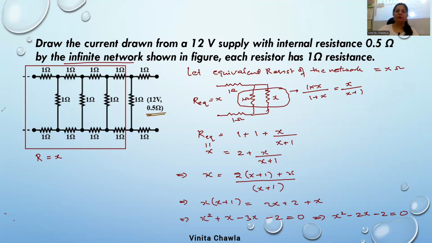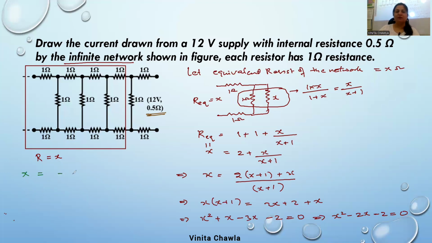Now we will solve this equation for x. We know how to solve the quadratic equation: x equals minus b plus minus under the root of b square minus 4ac upon 2a. This is how we write, right? We know the quadratic formula, don't we? So we'll use that formula.